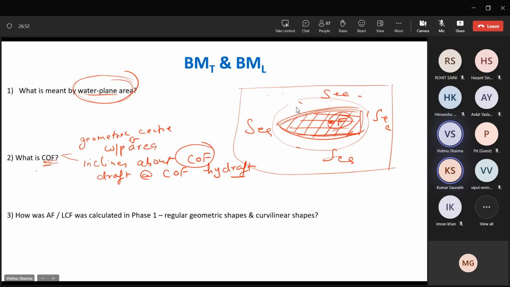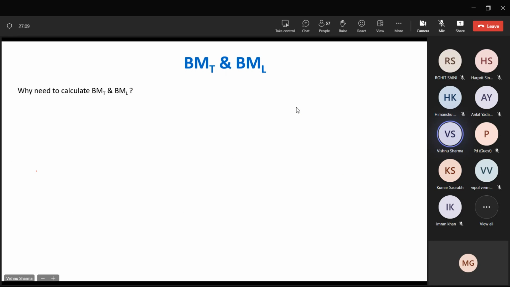How is LCF or AF calculated? You have already learned in Simpson's rules in phase 1, both for regular geometric shapes and curvilinear shapes. You used to take the first moment about the after perpendicular, divide by the area, and you get the LCF. Today, we will learn how to calculate BMT and BML. Why there is a need to calculate, I have already explained. Because BM plus KB will give you KM, and KM minus KG gives you GM. If you're using the transverse, it gives you GMT. If you're using the longitudinal, it gives you GML. I have already discussed that at the beginning of our discussion. So this point is already addressed.